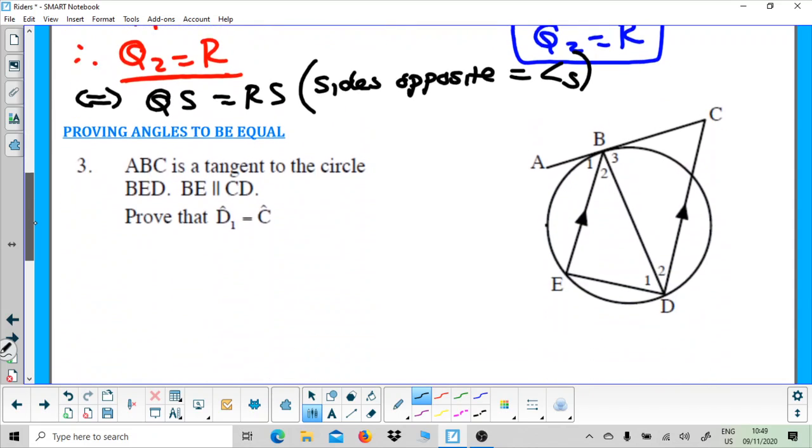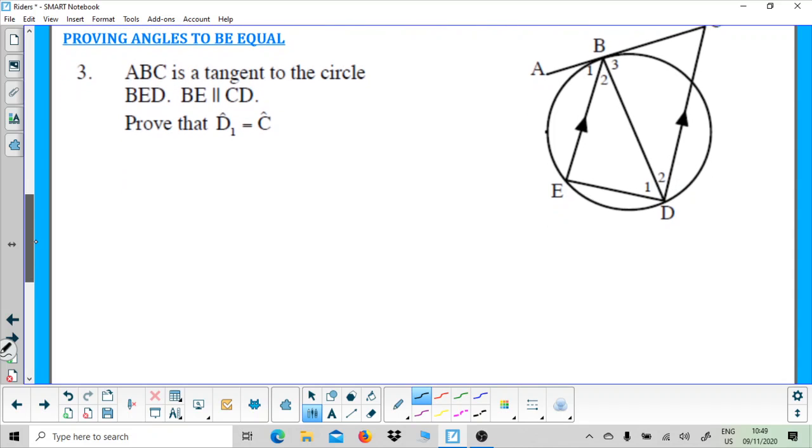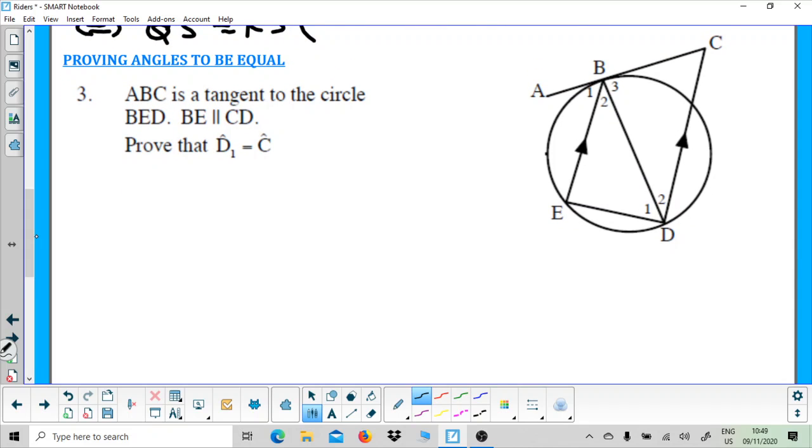All right, now let's quickly figure out what's happening here on question 3. On this one, we are going to prove angles to be equal to each other. So we want to see which angles it is that are asked here. So it's D1 and C. They didn't beat around the bush. They want you to prove that D1 is equal to C. That's our job right here.